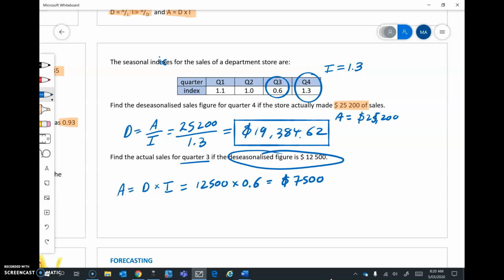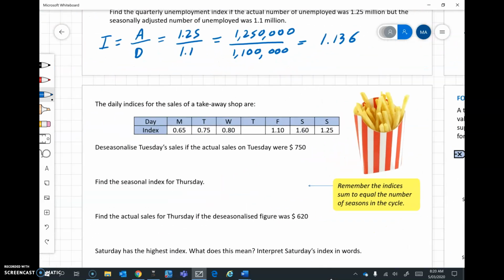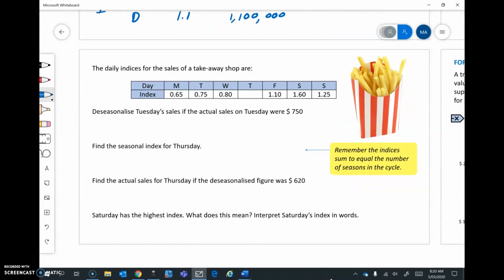Okay, last page here, there's still a few to go. We're asked in this case, well, first off, we're given the daily indices for a takeaway shop. So these show the index for each day of the week. We're asked to deseasonalise Tuesday sales figures. So we're going to find the deseasonalised figure, which we're familiar with now, is equal to the actual divided by the index for that day. All right, see if you can do this one.